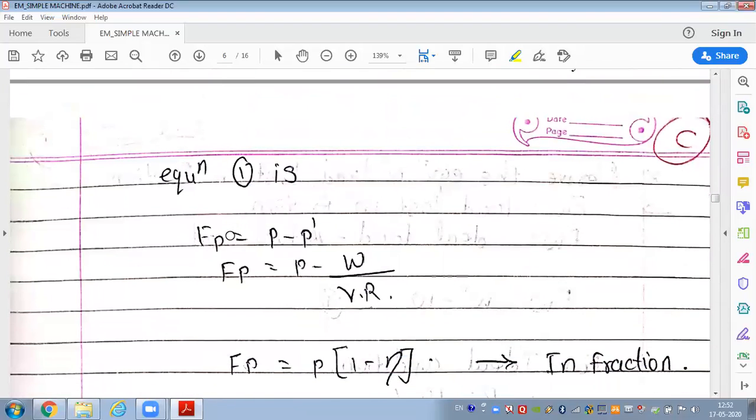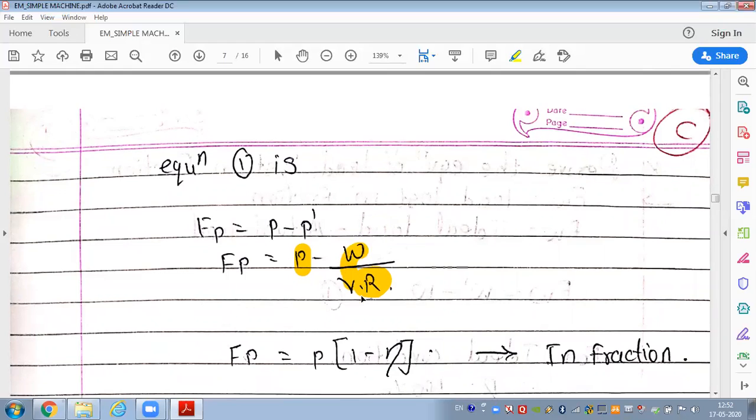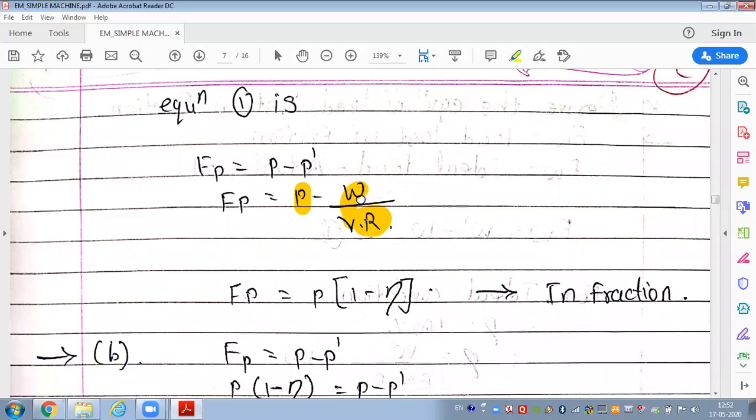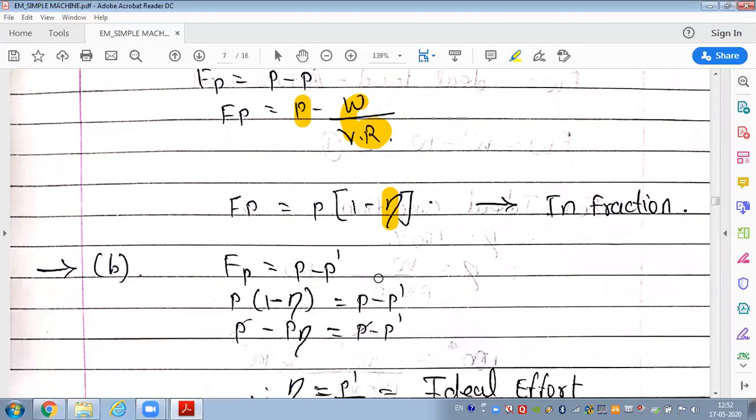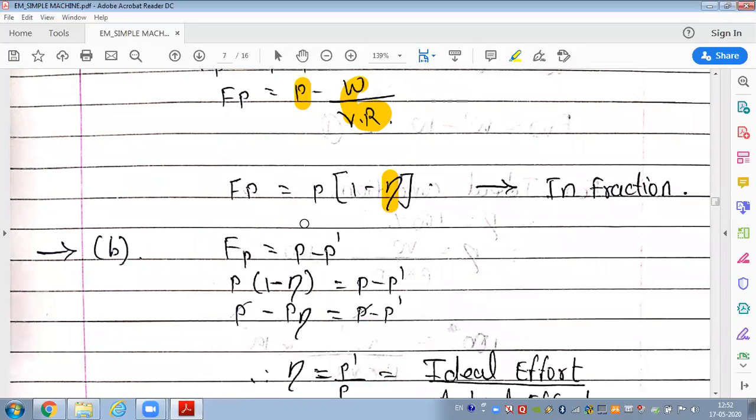Put this value in equation number 1. So Fp is given by P minus P dash. So P is given here. Now what is P dash? It is given by W upon VR. W upon VR is given by efficiency into P. So P is common from both sides. So finally, you have to obtain the equation Fp equal to P minus P dash.